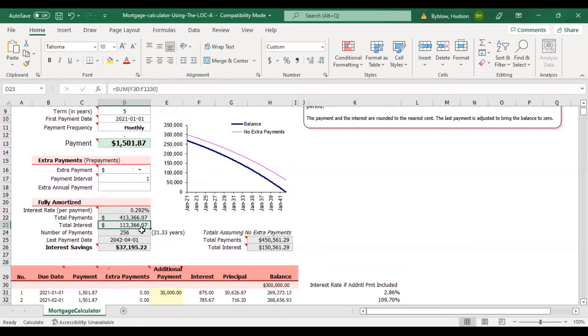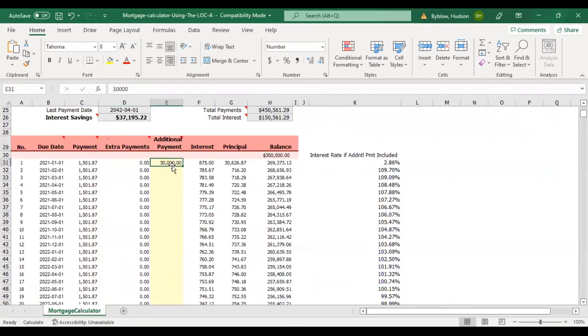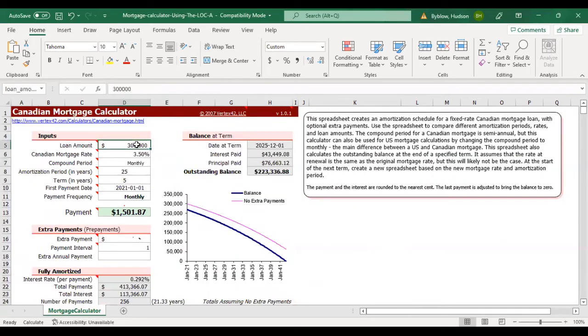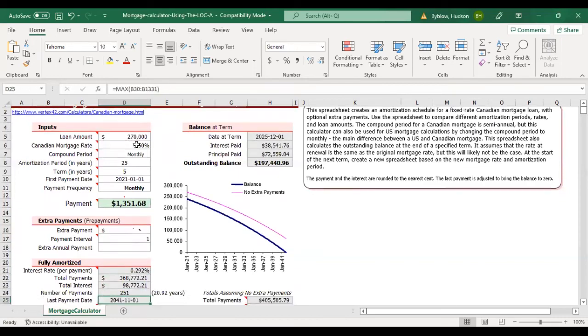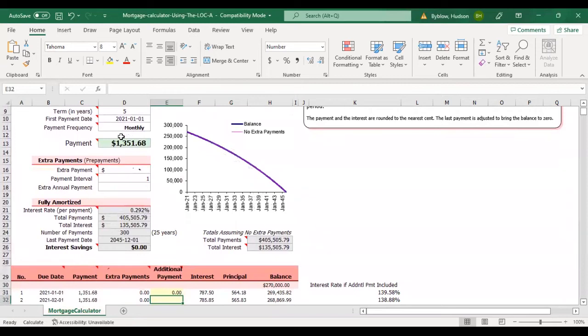$113,000 I'm paying over the course of my mortgage if I do a $300,000 mortgage and I do a $30,000 payment on day one. Well, let's see what happens if I just make this into 270,000 and bring this down to a 0 payment. And now look at that. The total interest I'd be paying over the course of the mortgage is $135,000. Okay, now again, this secondary example here is where there's no double up payment.